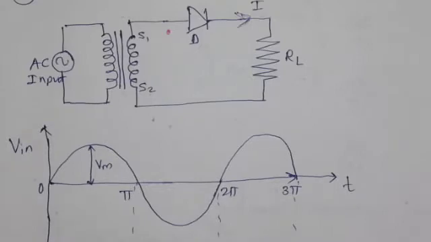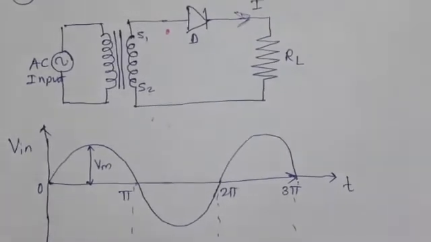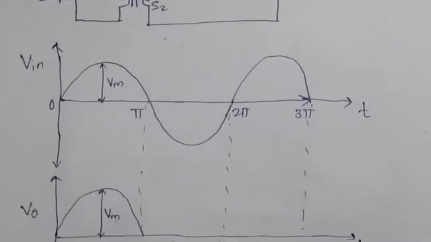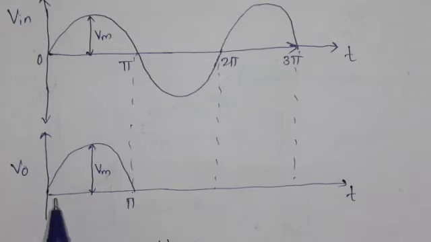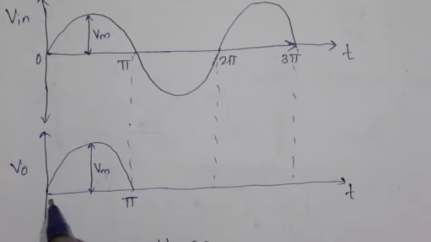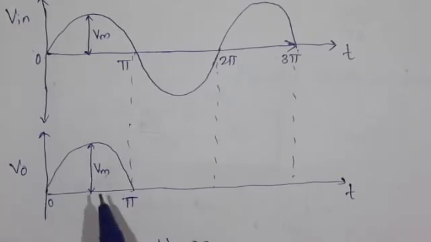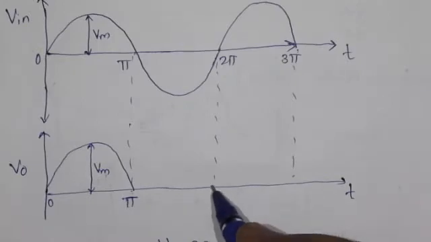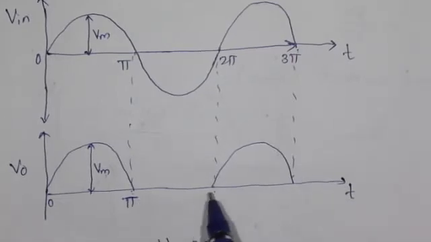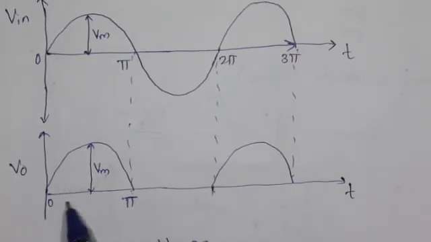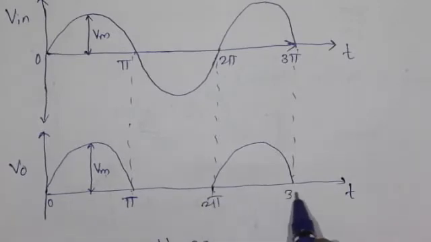Now during the positive half cycle, the forward biased diode provides conduction, and across the load the output voltage is developed. The output voltage developed is represented like this. From 0 to pi, the conduction takes place. From pi to 2 pi, there is no conduction. Again from 2 pi to 3 pi, there is conduction. In this way, for one total cycle, only a half cycle is observed, and in the next half cycle there is no conduction.